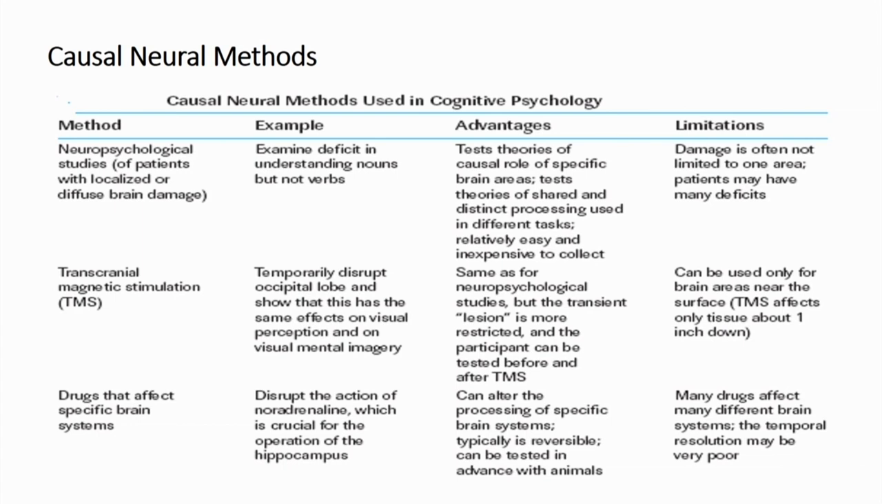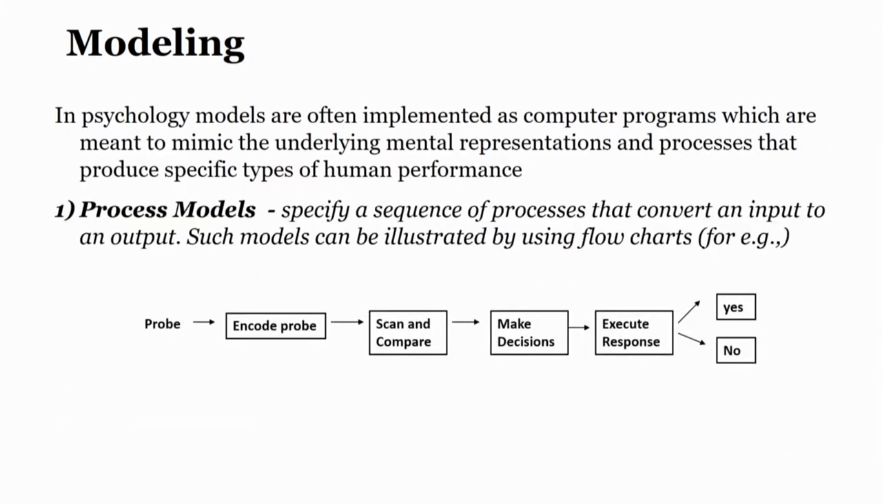Also, the limitation is that many drugs can create many other problems, and so this has to be used under supervision. The last method that we discuss here of studying cognition or cognitive psychology is using modeling. So, in psychology, models are implemented as computer programs which are meant to mimic the underlying mental representation and processes that produces different specific types of human performances.